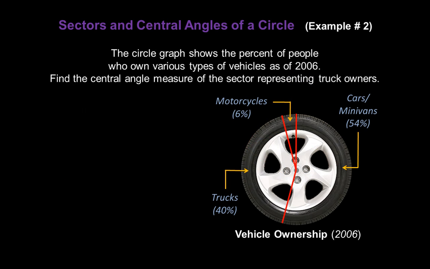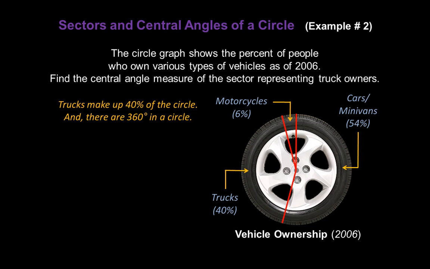Now let's use a circle graph and talk about circles and sectors. The circle graph here shows the percent of people who own various types of vehicles as of the year 2006. We want to find the central angle measure of the sector representing truck owners. Take a look at the figure. Do you see that trucks make up 40% of the circle?